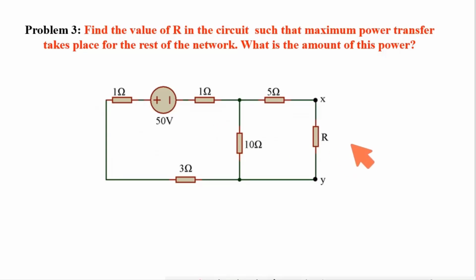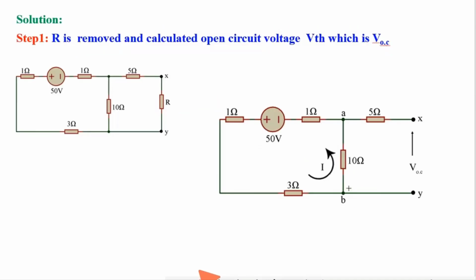Problem 3, I need to find out value of this load resistance to get the maximum power from rest of the circuit, and also I need to calculate the maximum power at this load. I am following maximum power transfer theorem. First I need to find VTH. For that I am removing this load and I am going to calculate this open circuit voltage.